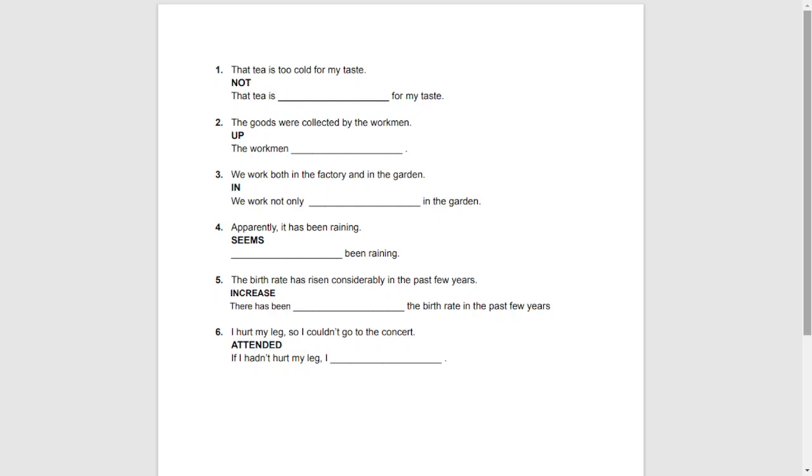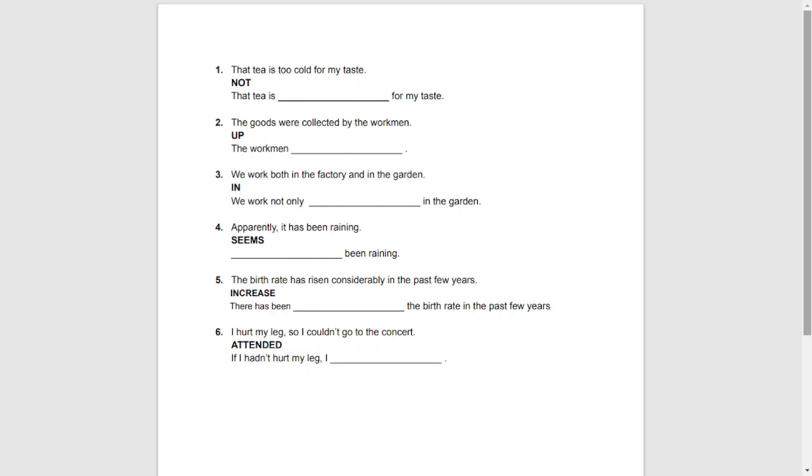Now, we have not used the keyword, so we should fix that. Okay, let's find a synonym for collect, a phrasal verb with up. So I know a synonym of collect can be used as pick up. So the workman picked up the goods. 2 points.